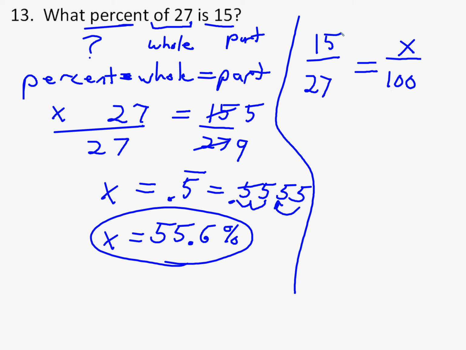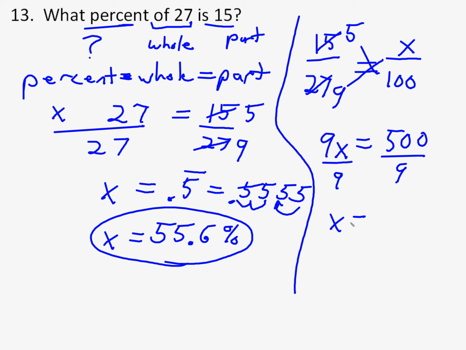And again, we can reduce here first. So anytime you can reduce, that makes the numbers a little smaller to work with. So 3 goes into that, and so we get 9x. That's cross multiplying, equals 500. Divide both sides by 9, and you'll get 55.5 continuing, and we're going to write that as 55.6%.